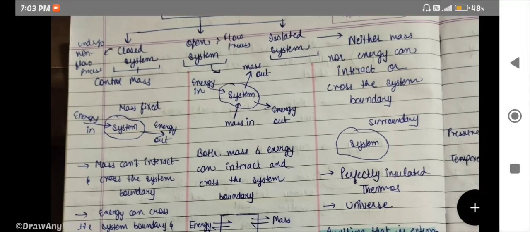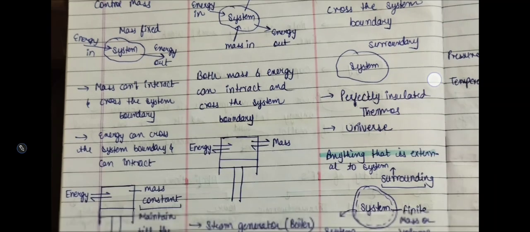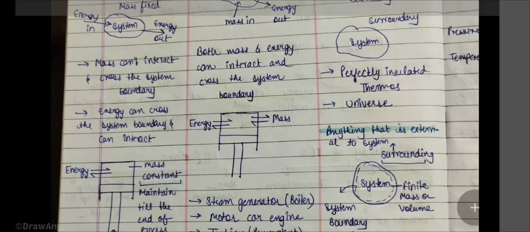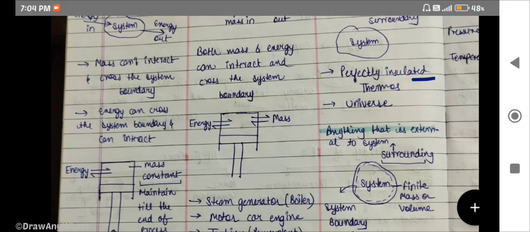Next is the isolated system. As the name suggests, it is isolated. Neither energy nor mass can interact or cross the system boundary. For example, a perfectly insulated thermos. Some thermoses can be close to isolated, but they are not actually, right? The universe is also an example of it.